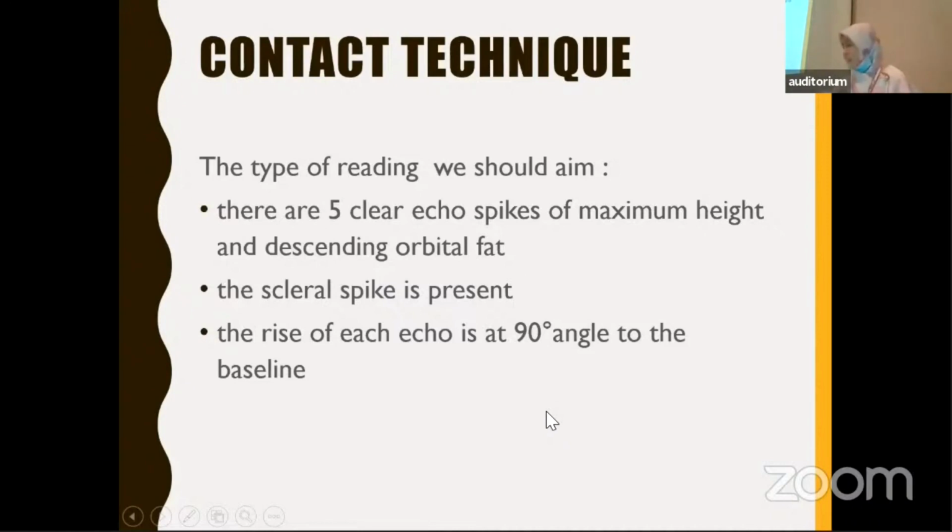Applanation or contact techniques: if you do the contact technique, make sure you achieve 5 clear echo spikes of maximum height and a descending orbital fat. You also have to ensure the sclera spike is present and each echo is rising at a 90 degree angle to the baseline, like this.